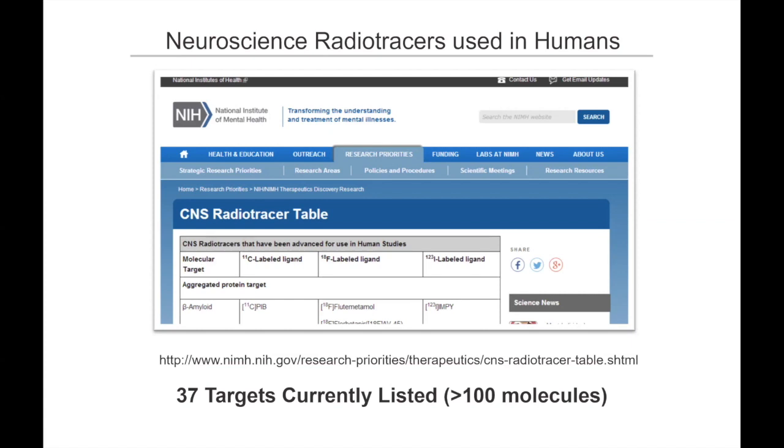And personally, my focus is brain imaging. So I focus on PET imaging probes for brain research.